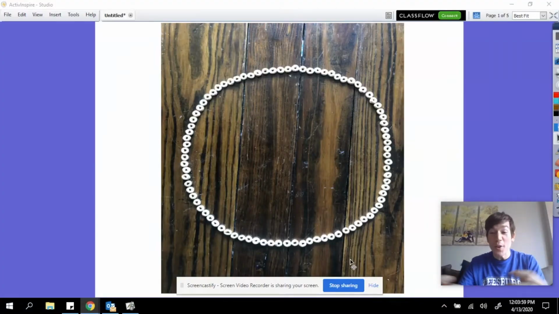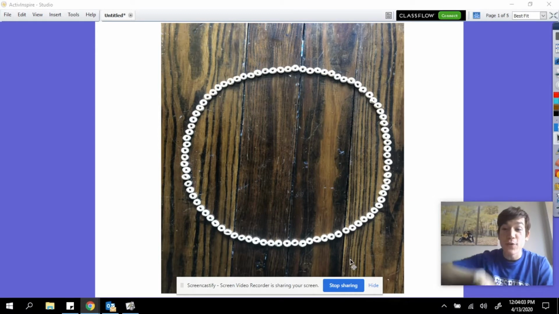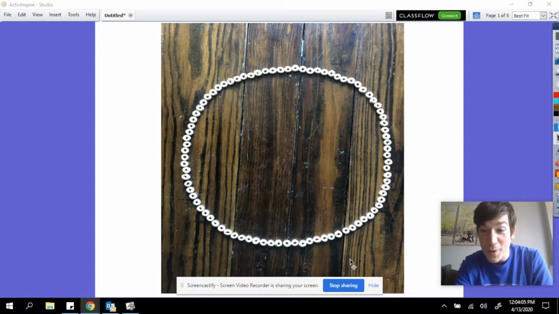This could only be the work of the diameter. So you'll notice that the top of the paint can is a circle, very similar to the circle that I've made here with some Cheerios.